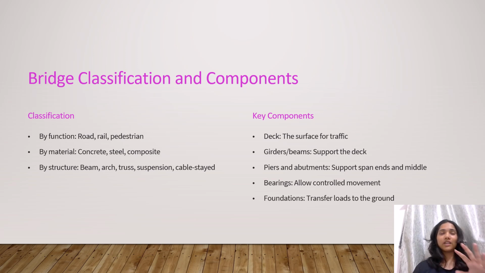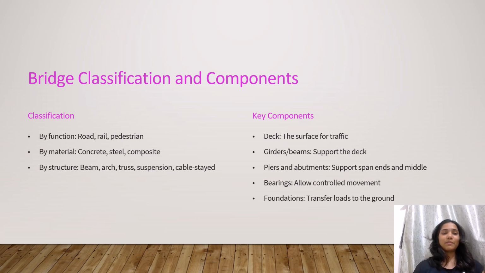So there are various key components of a bridge. We'll go one by one. First one is the deck. Deck means the surface of the bridge on which the traffic moves. Then girders or beams are the horizontal supports that are provided to that bridge. Then abutments and piers are the vertical supports: the two end supports are abutments, and the middle supports of the spans are piers. Bearings allow controlled movement of a bridge, like expansion, rotation, etc. They are provided below the deck and above the piers or abutments.